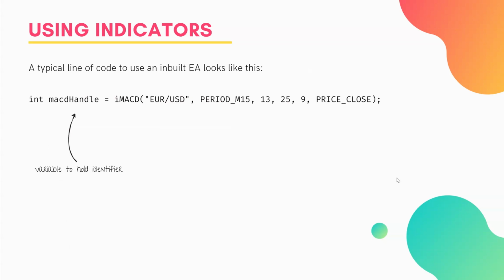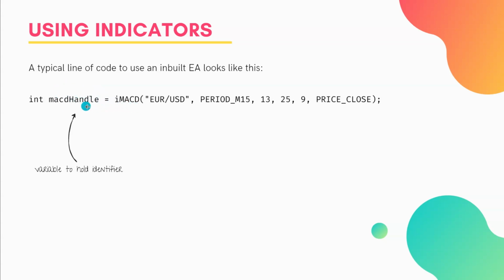MQL5 handles indicators differently than what you may be used to if you've been using MQL4. So we'll look at this step by step so you get a full grasp of how that works. The first thing we look at is a variable that we create, which is an integer type, and we give our variable a name. In this case, we're using the MACD indicator with the iMACD, and so we've called it the MACD handle.